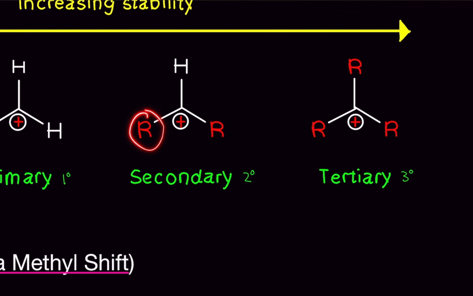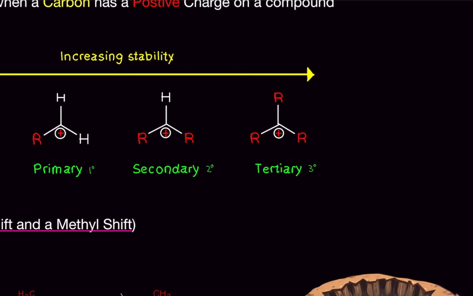So this could be like an oxygen, a nitrogen. It could be anything that's not a hydrogen. So if there's 2 R groups, it could even be a carbon. We call this secondary, okay, or second degree. And it's secondary because we have 2 R groups. And this is more stable than a primary.